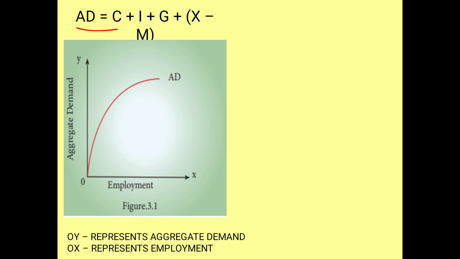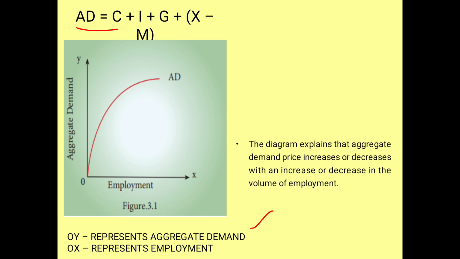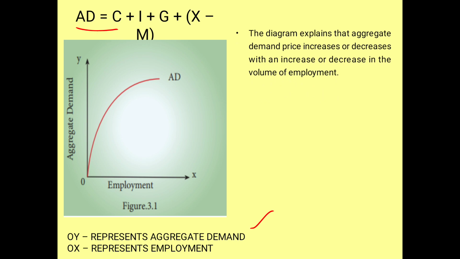So what does the OX axis represent? The OX axis represents employment. What does the OY axis represent? Aggregate demand. So what does the diagram explain? The diagram explains how aggregate demand price increases or decreases with the increase or decrease in the volume of employment. As employment keeps on increasing, aggregate demand is also increasing.